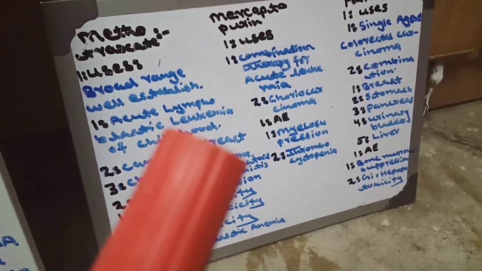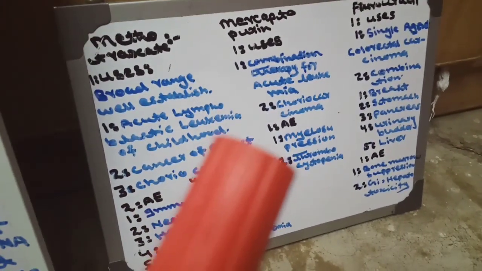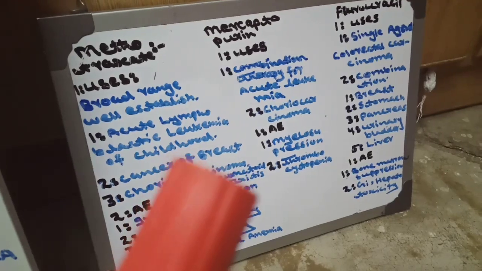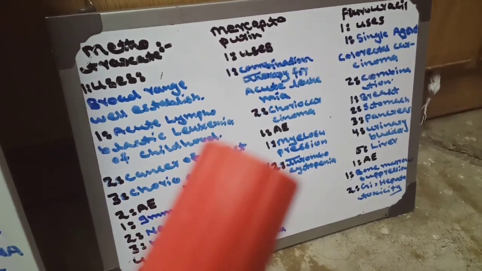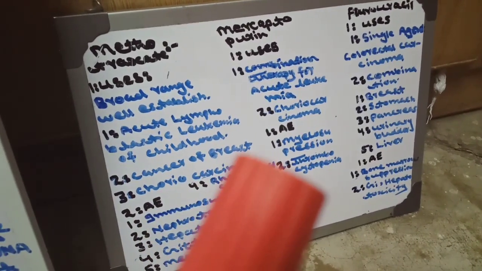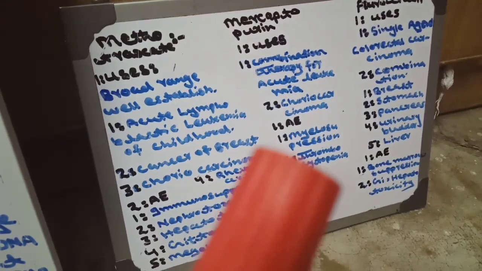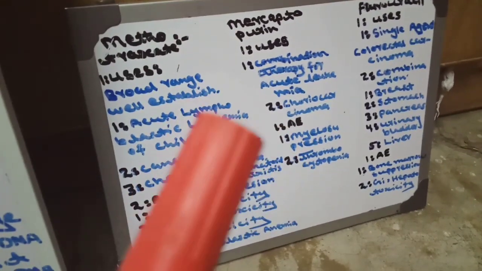Now come to the adverse effects. Mercaptopurine has 2 adverse effects. Number 1, myelosuppression, and number 2 is thrombocytopenia, meaning deficiency of platelets.